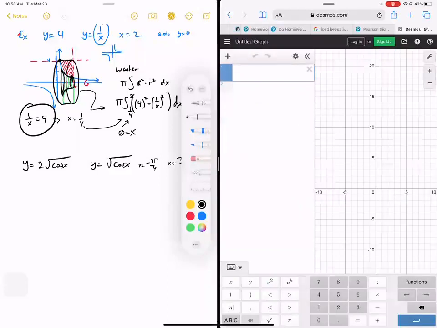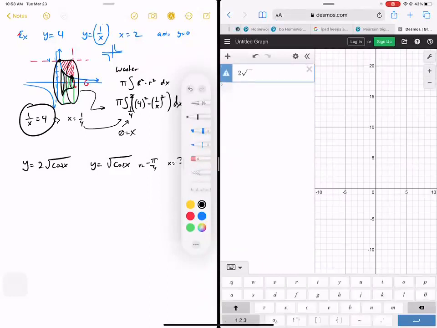Now, let's see, we're going to go into 2 square root of cosine x. Well, just cosine x, oh, square root of cosine x.